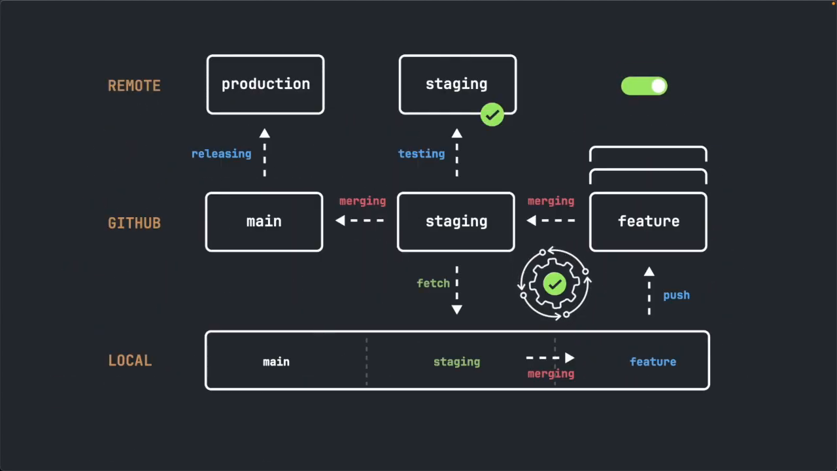And this is how continuous integration looks as a workflow diagram. A constant cycle of fetching, developing, pushing, merging, testing, and releasing. Rinse and repeat.